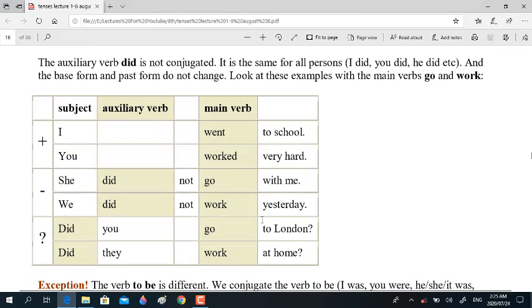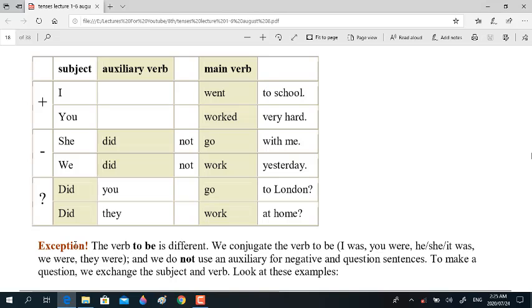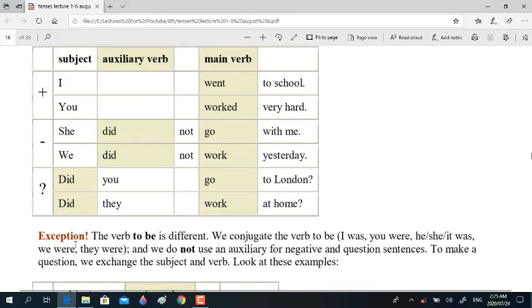In negative, since we put did, you should not repeat the past form, because this did compensates the past. She did not go with me. We did not walk yesterday. Did you? If you bring this did before the subject, this will become interrogative. It is so simple, right? Just look at this.